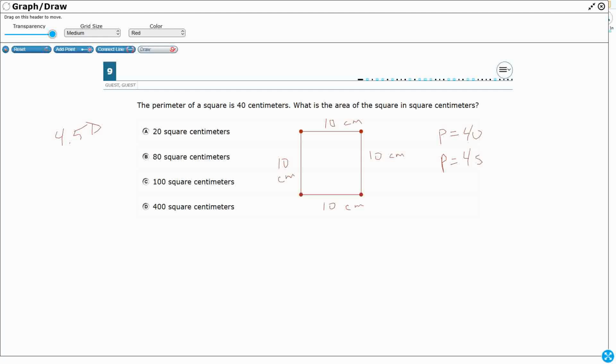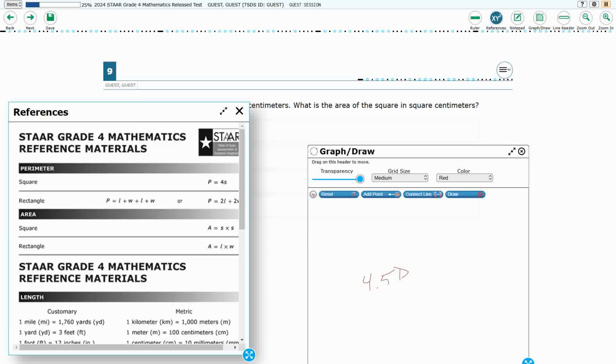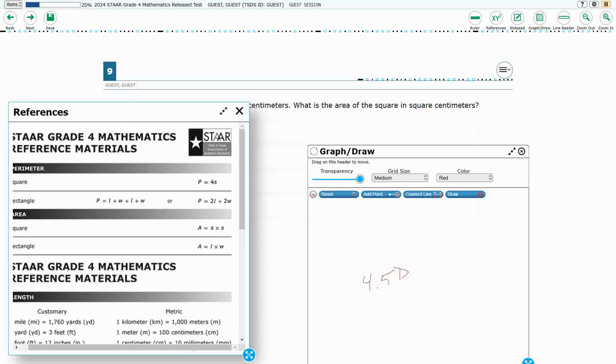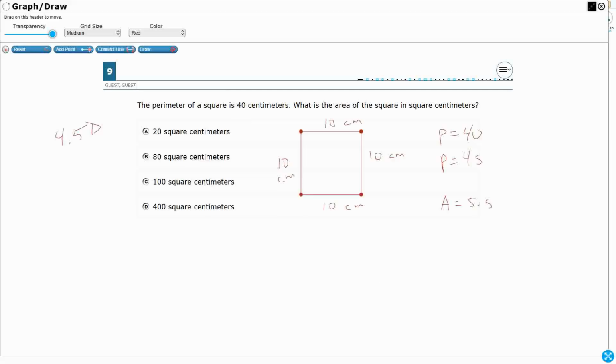What is the area? Well, my area is going to be side times side, or the side squared. And if we need that, we've got the perimeter of a square and the area of a square right there in our first and third rows in case we need that for our students. So the area is going to be 10 times 10, which equals 100, and that's going to be square centimeters. So our answer here is C.